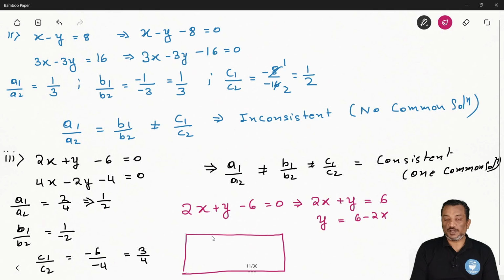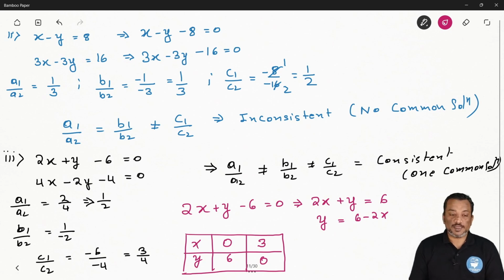Okay, so you can take this one x, this is y. So now x and y. Let me say, first we will take x is equal to 0. If you take 0, how much will you get for y? 6. Now if you take x as 3, you will get y as 0. Okay, so the first one you got the easy way.